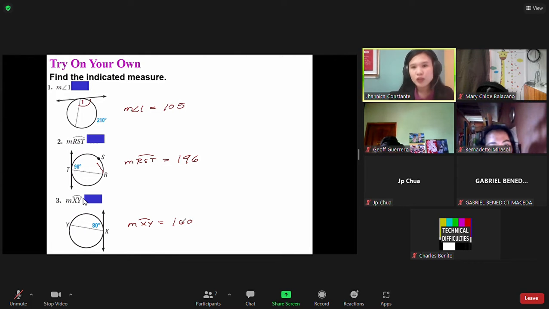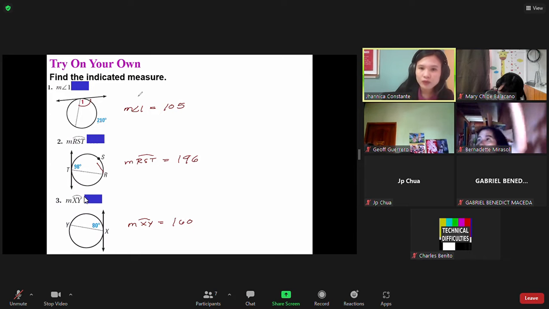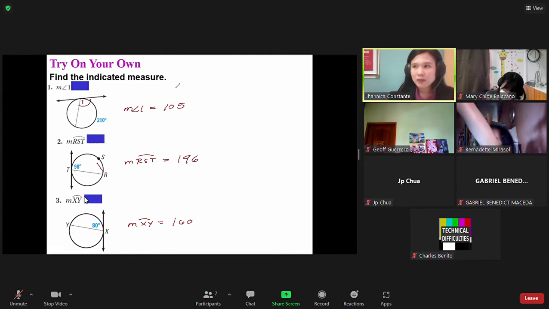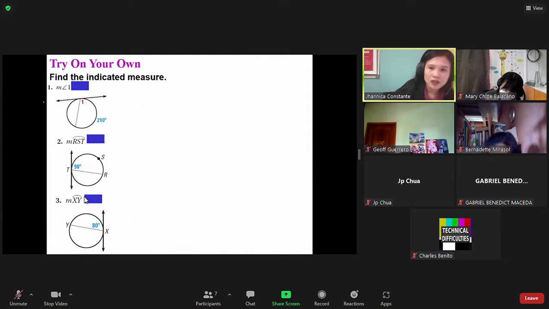So if you're looking for the arc, you're just going to multiply it by 2. If you're looking for the angle, you're just going to divide it by 2. Okay, that is for our first theorem, an angle made by a tangent and a chord. Any question about the first theorem that we have? Okay na tayo with the first theorem.